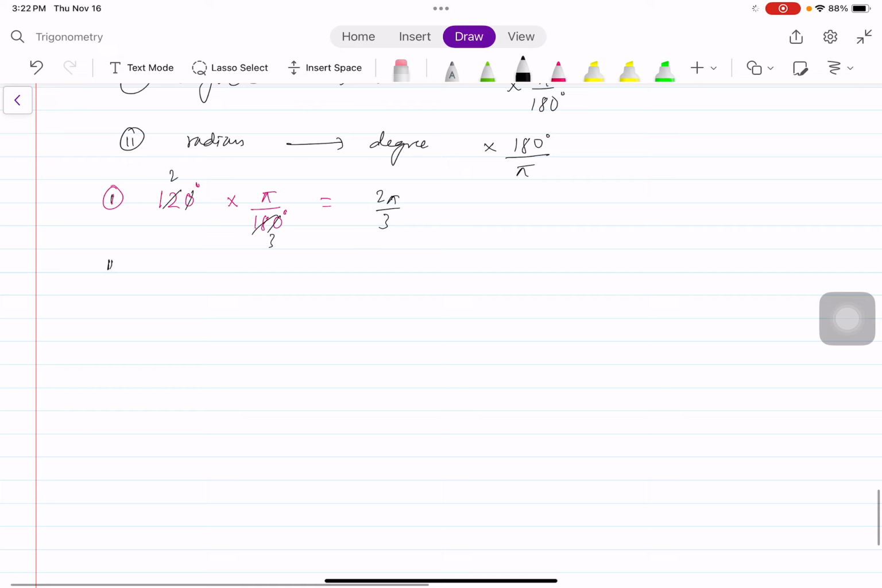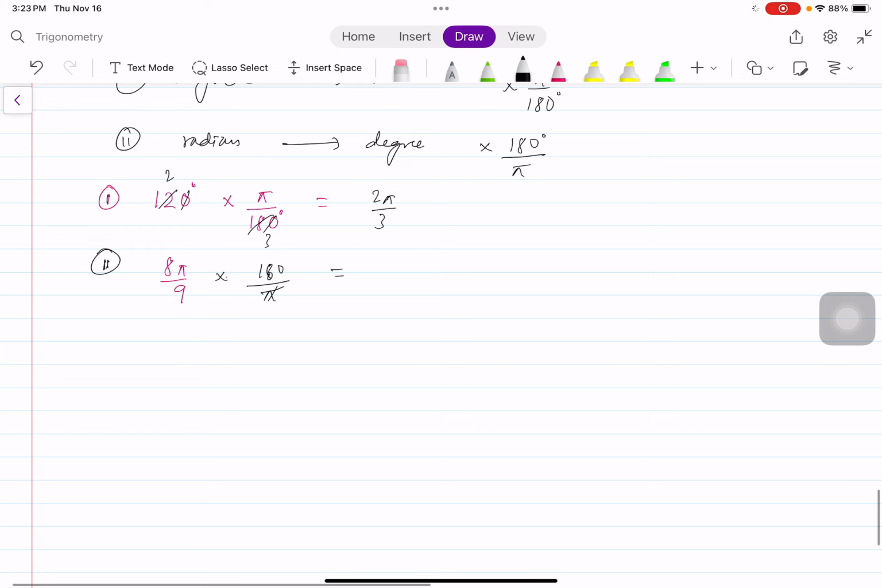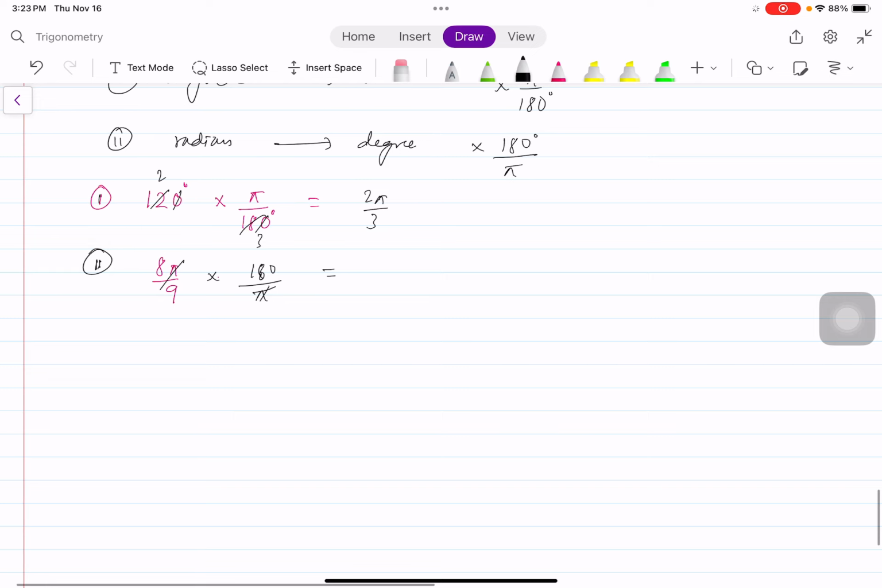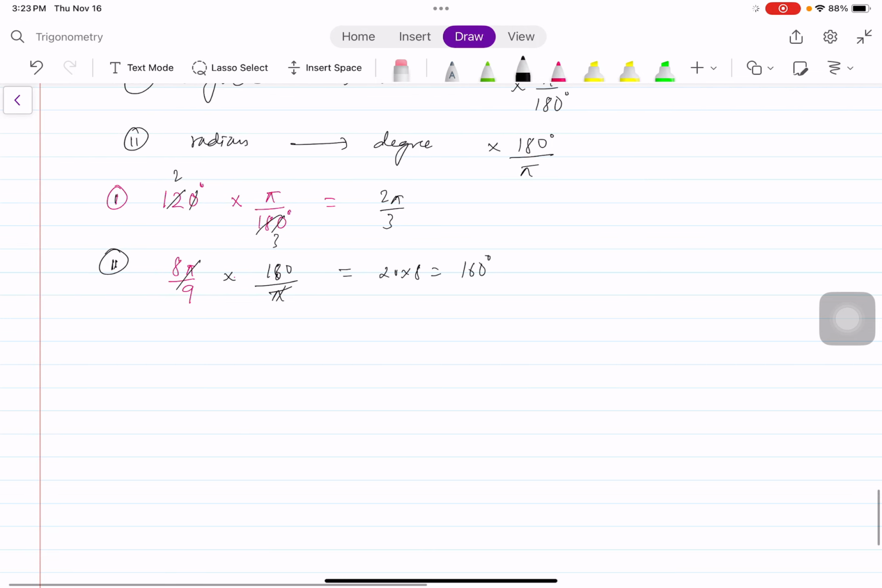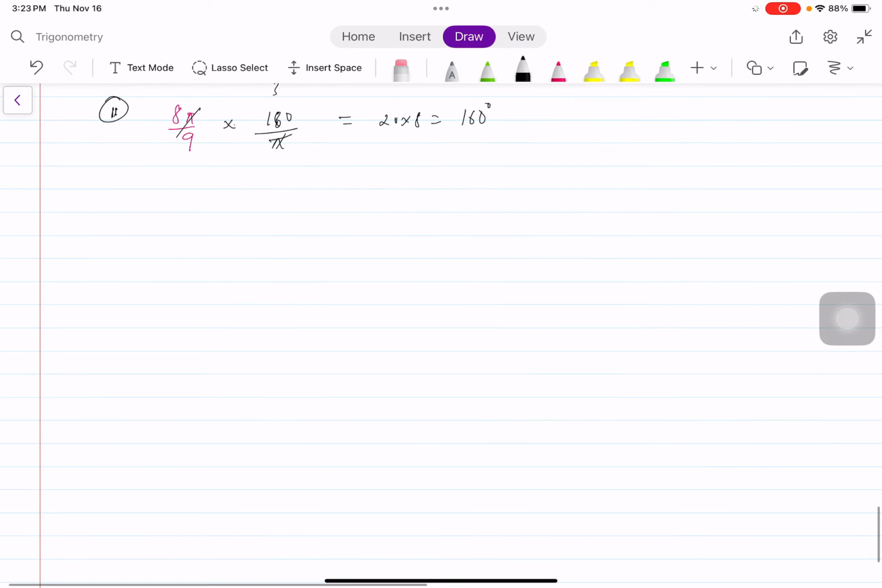Similarly, number 2, say you are given an angle in radians and you wish to go to degrees. You multiply by 180 over pi. Basically you cancel, put it in the lowest terms, so pi goes away, and 180 is a multiple of 9, so 20 into 8, which is 160 degrees. So this is how we convert degrees to radians and radians to degrees.